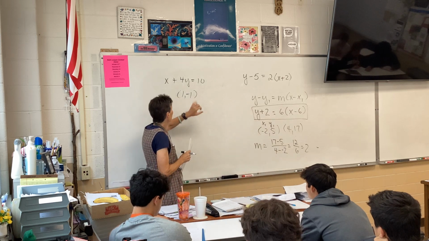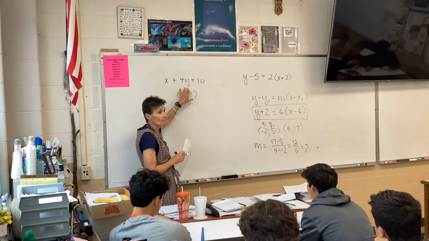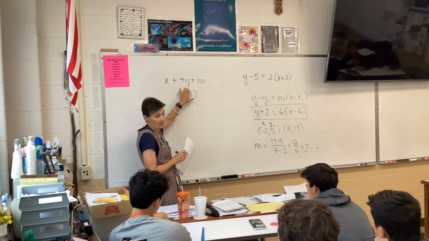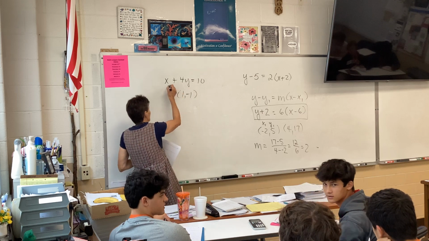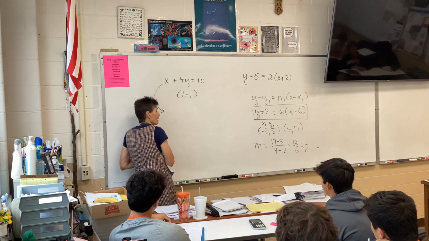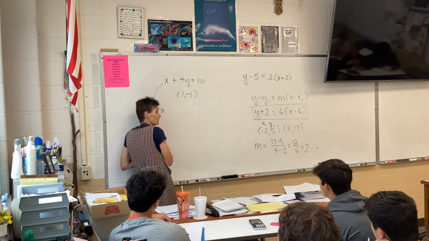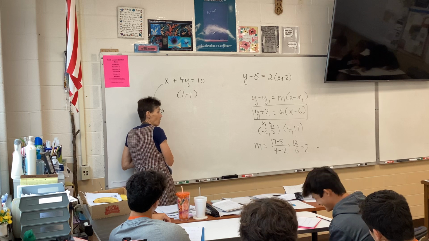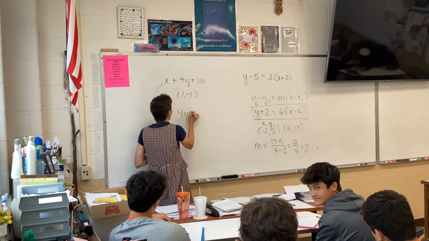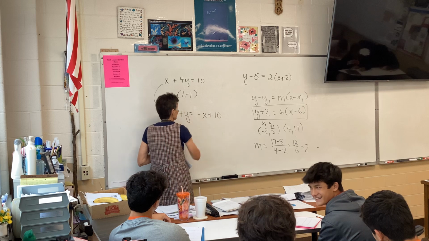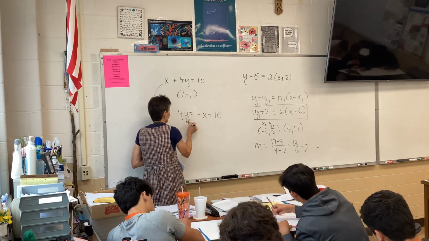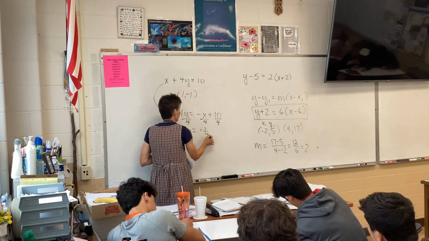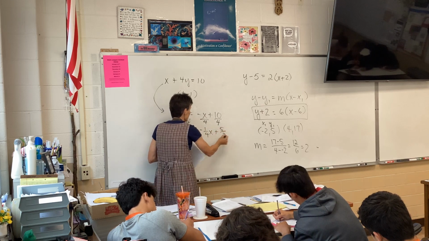But we do know we want to be parallel to this. What does that mean? The slopes are the same. So I need to find the slope of this line. How do I find the slope of that line? Get y by itself, right? Solve for y. So 4y equals negative x plus 10. So y equals negative 1/4 x plus 5 halves.